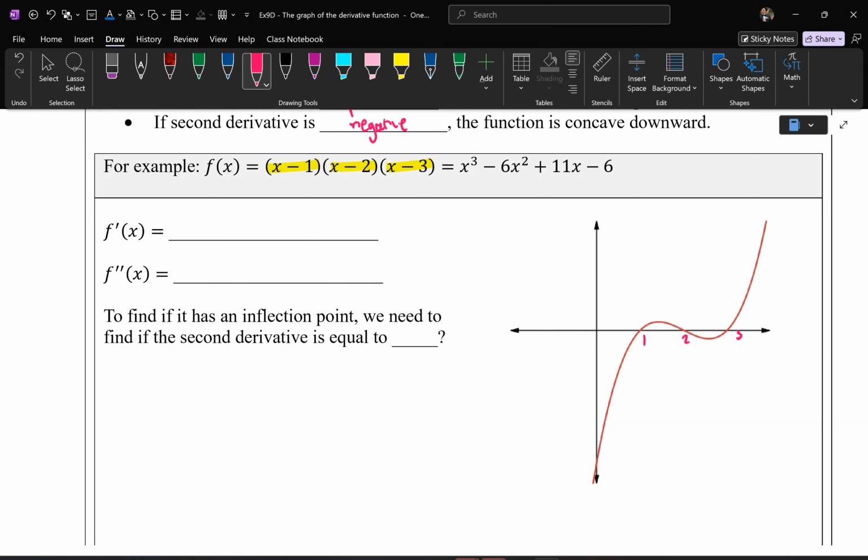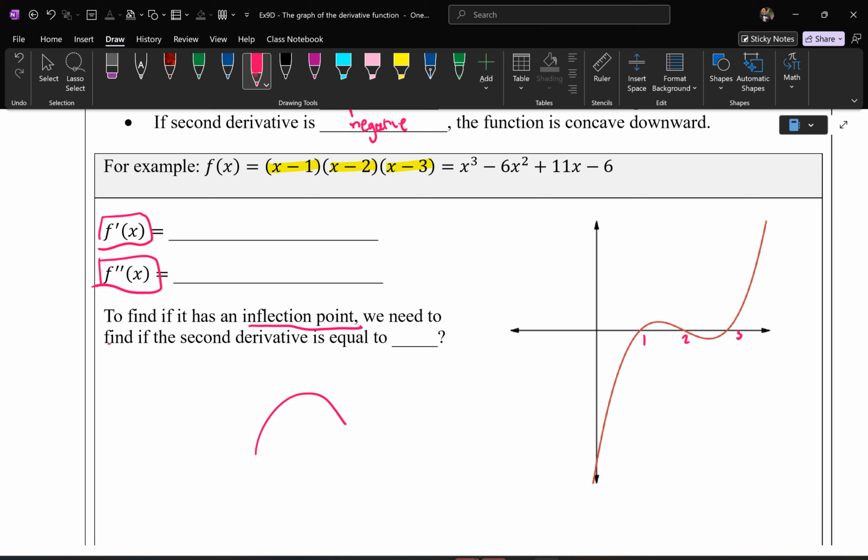And I've expanded it for you, so it's x cubed minus 6x squared plus 11x minus 6. Find the first derivative, find the second derivative, and then I want you to find if it has an inflection point. We would then need to find what? The second derivative, which is either maximum or minimum, is equal to where the 0 point is. Because where it's 0, that's where it's at maximum point. Everywhere between is either concave upwards or concave downwards.